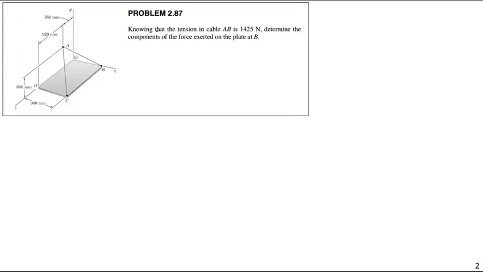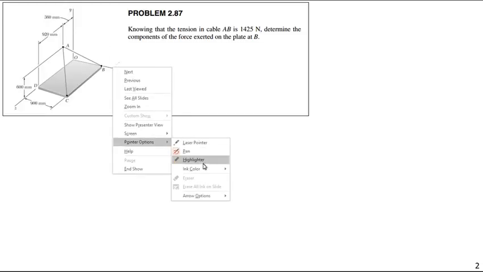Okay, knowing the tension in cable AB is 1,425 newtons, determine the components of the force exerted on the plate at point B. So, in this one, didn't we work through this one yesterday, or one very similar to this? Yeah, they use the same dimensions.